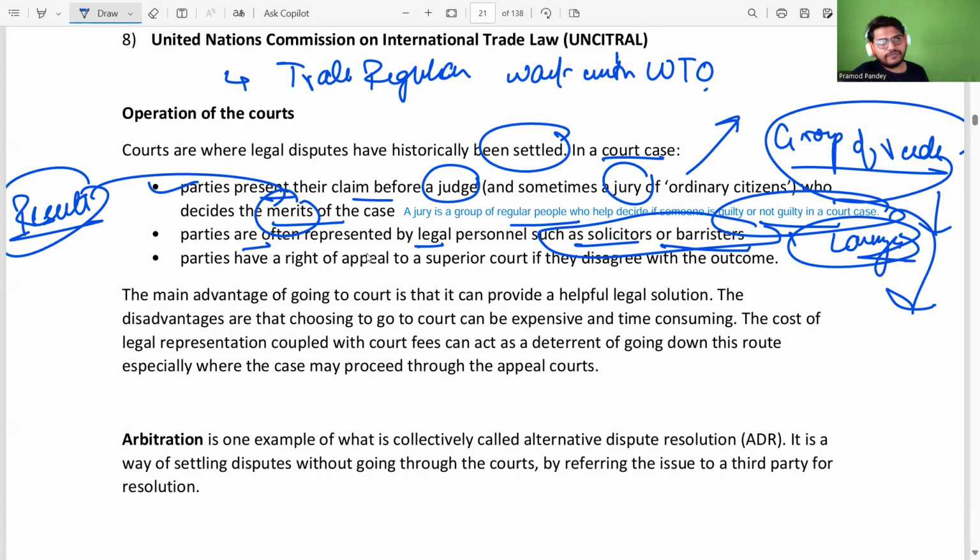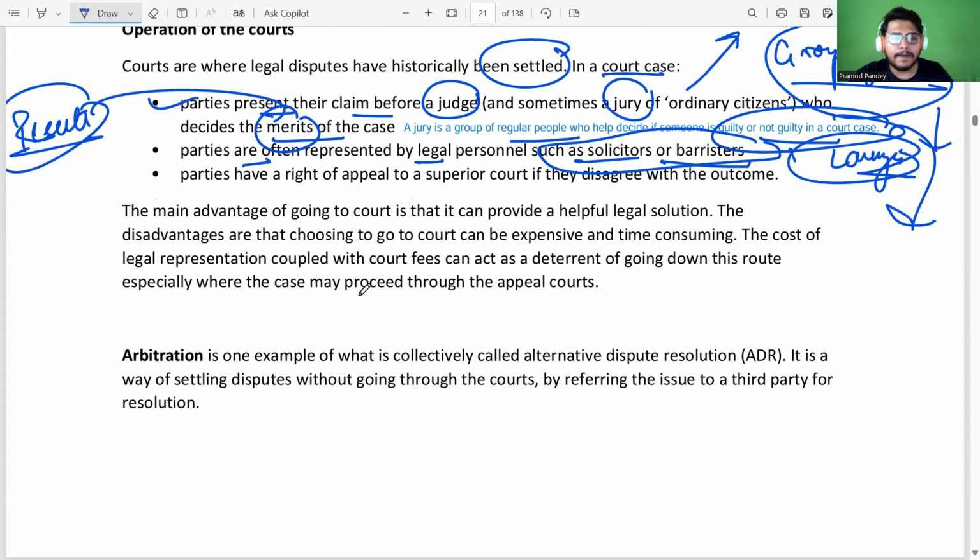Sometimes there is a possibility of the judge being biased. In that case, you look to call general people who have some common sense, and they give their decision or help the decision on the basis of moral values, right? Parties have a right to appeal to the Supreme Court if they disagree with the outcome. This happens around the world. It is a common thing, but probably the structure of the court would be different, right? The main advantage of going to court is that it can provide helpful legal solutions. The disadvantage is that going to court can be expensive and time consuming. So a question would be there in your paper. It would say: what is the advantage, the main advantage, not an advantage, the main advantage.